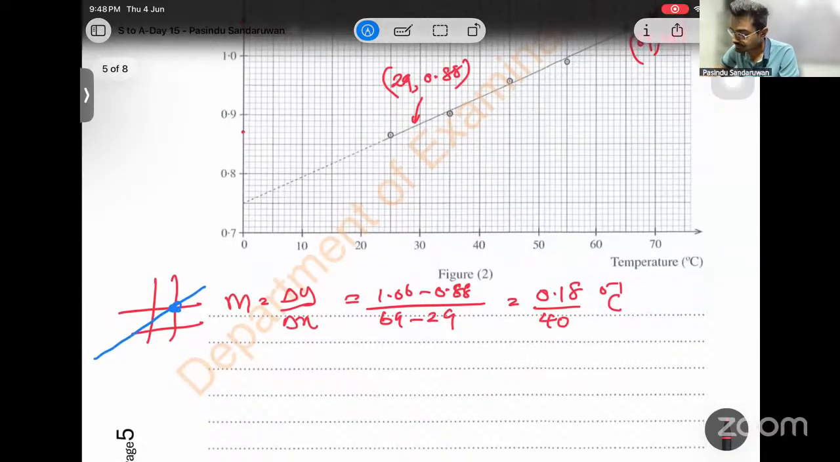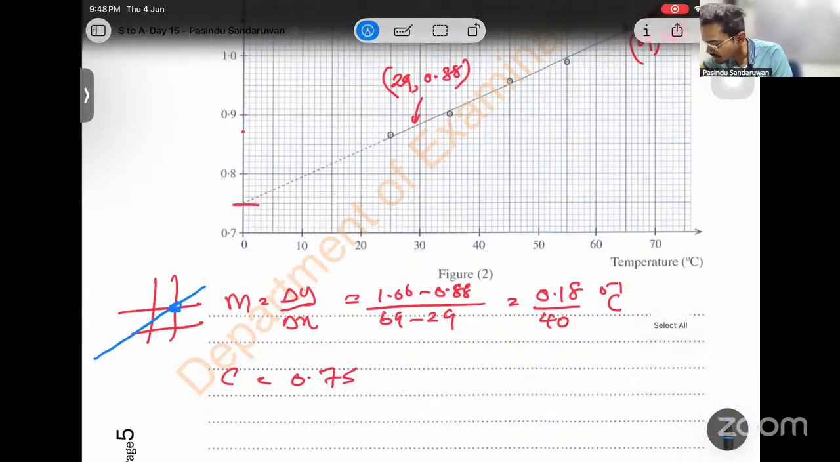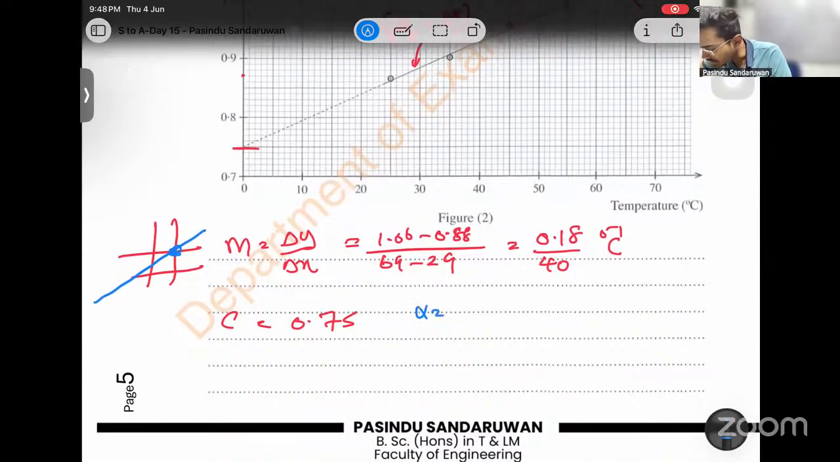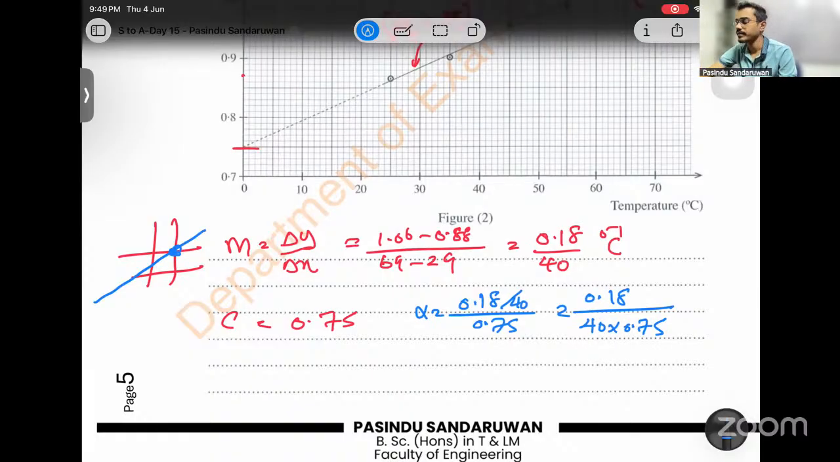Then the intercept, because alpha is going to be gradient over intercept. Then find the intercept. The intercept is given clearly at this point, which is 0.75. Then alpha is given by gradient over intercept. Gradient is 0.18 over 40, over intercept 0.75. Simplify. 0.18 over 40 times 1 over 0.75.